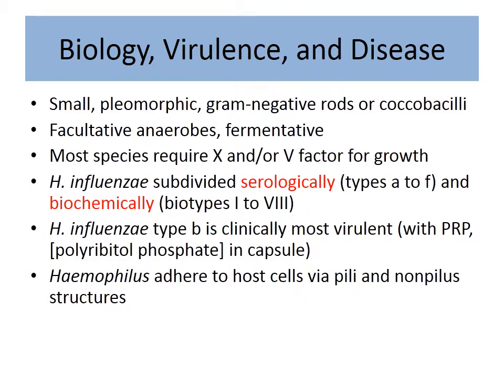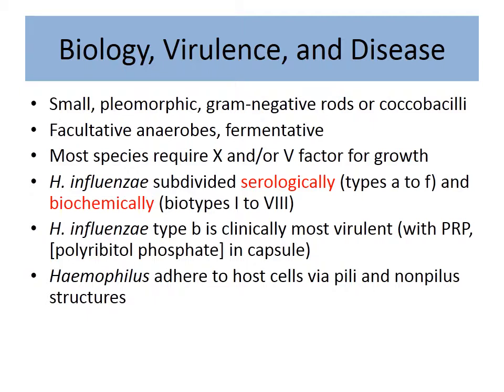Now, if you look at their biology, they tend to be very small. Remember, I told you small because they are gram-negative, and they need to go and lodge themselves into the respiratory area. They can be pleomorphic, suggesting that could be cocci or bacilli. They are facultative anaerobes. They can ferment. The most important thing for their pathogenesis is that they have X and V factor, and we will discuss that in a while. We divide Haemophilus influenzae into different types, from A all the way to F. And then again, biochemically, we can also classify them from 1 to 8.